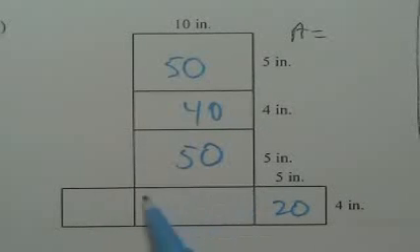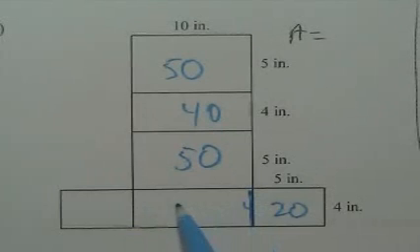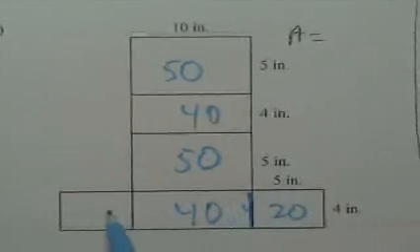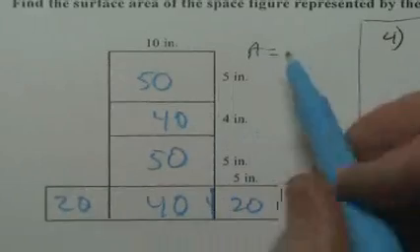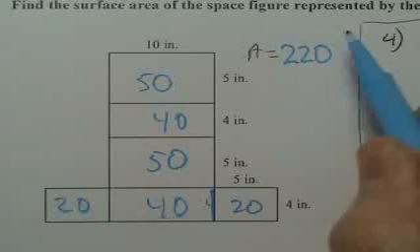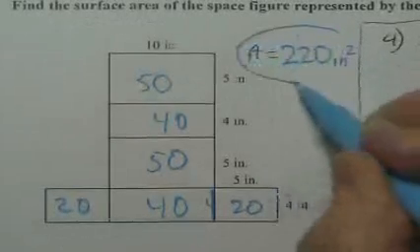And this is 10. And this is 4 going up and down this way. So this is 10 by 4, that's 40. And over here, this is the same. So that's 20. So here's all our areas. I add them all up. That adds up to 220, and the units are inches squared.